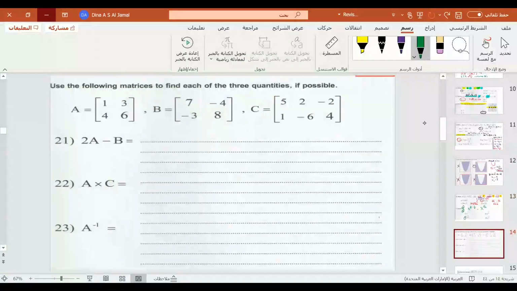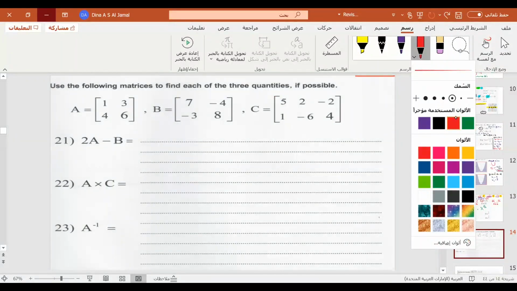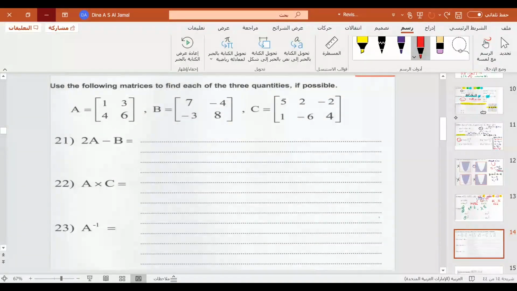Let's go now to the open-ended questions. And pay attention. Use the following matrices to find each of the 3 quantities if possible. So that means it could be not possible. So always you should check the inner dimensions, you should check the dimension in general, and you should check the determinant for the inverse, that it should not be equal to 0.